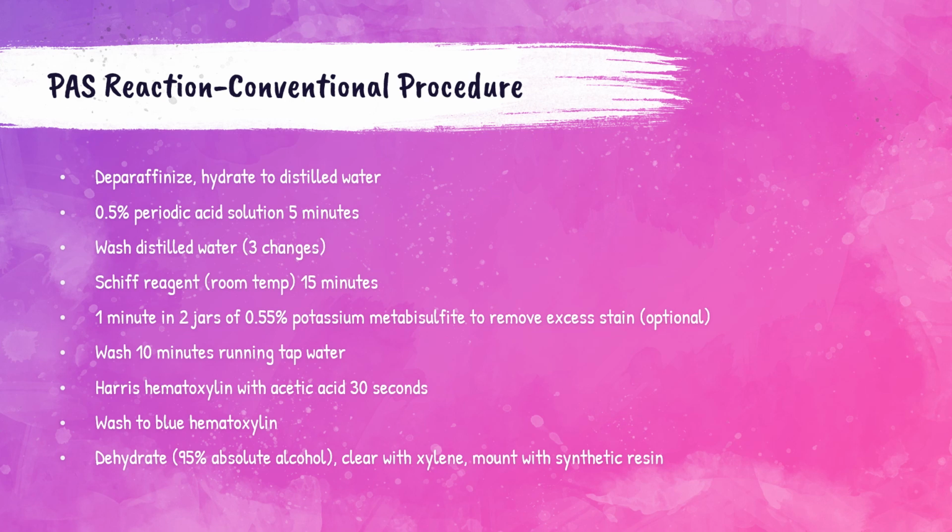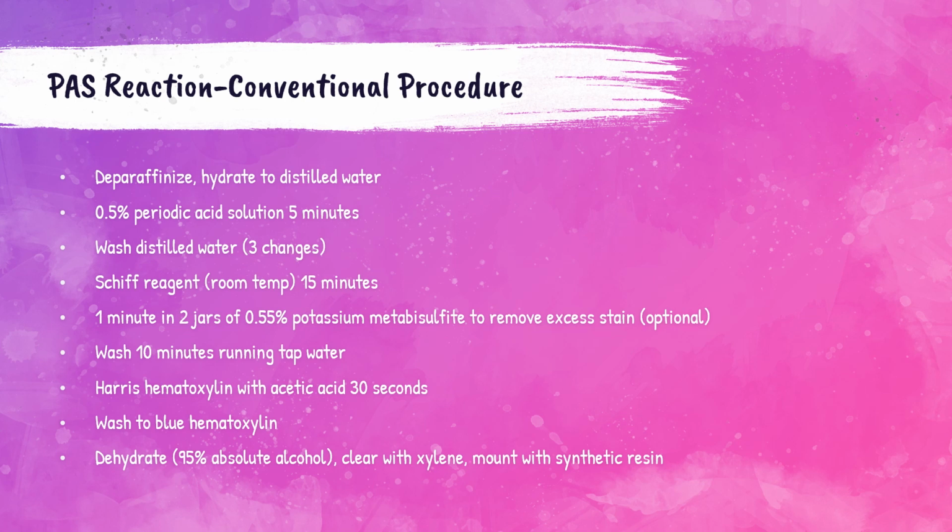For the conventional procedure, the slides must be deparaffinized and hydrated to distilled water. The sections must be placed in the 0.5% periodic acid solution for 5 minutes. And after that 5-minute period, it must be washed in distilled water using 3 total changes of that distilled water. Then it needs to be placed in room temperature Schiff reagent for 15 minutes.